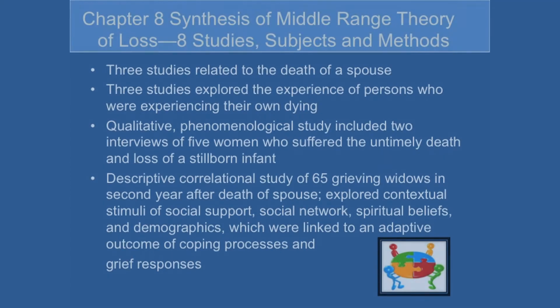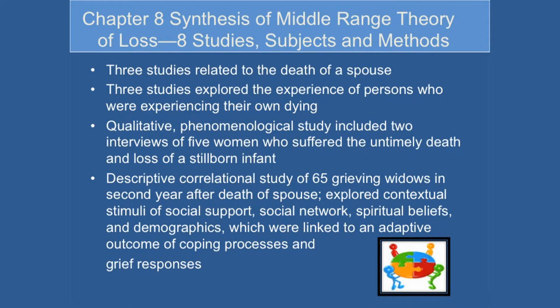We turn now to Chapter 8, the synthesis of middle range theory of loss. And in selecting the studies for this middle range theory, there were 8 studies that were relevant in particular. And we show here on the slides both the subjects and the methods. Most of them were qualitative studies. 3 studies related to the death of a spouse. 3 studies explored the experience of persons who are experiencing their own death. As I said, they were mainly qualitative.